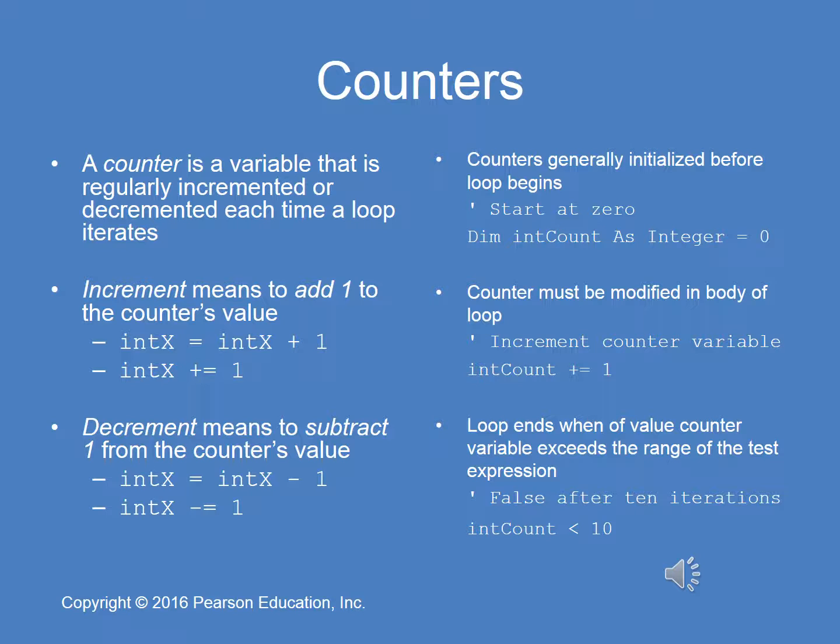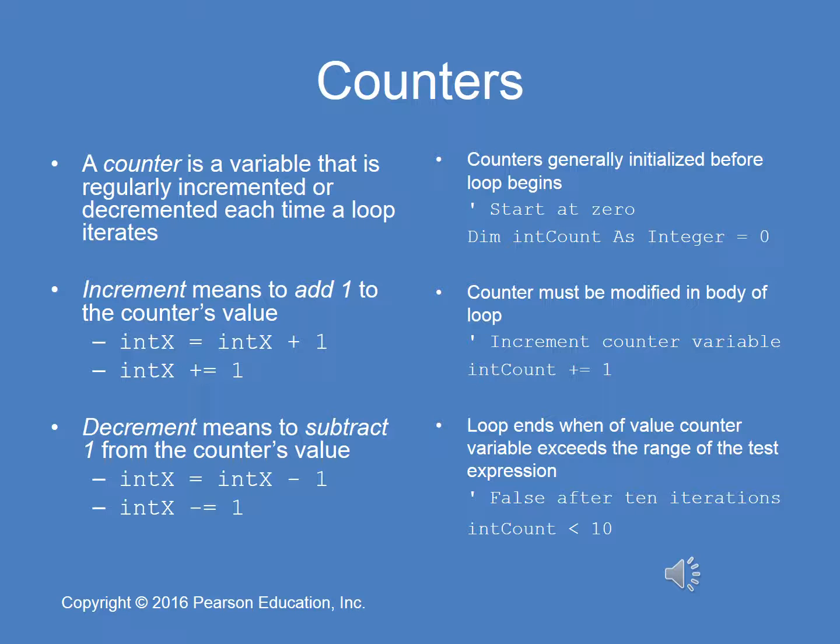Next item of interest is the counter. The counter, which we've seen and discussed in the last 2 slides, is a variable that is regularly incremented or decremented each time a loop iterates. So to increment the counter means to add 1 to the counter's value each time the body is encountered. And by the way, we can increment by 2, we can increment by 3, but the most common scheme is to take an integer counter and increment it by 1. Decrement means to subtract 1 from the counter.